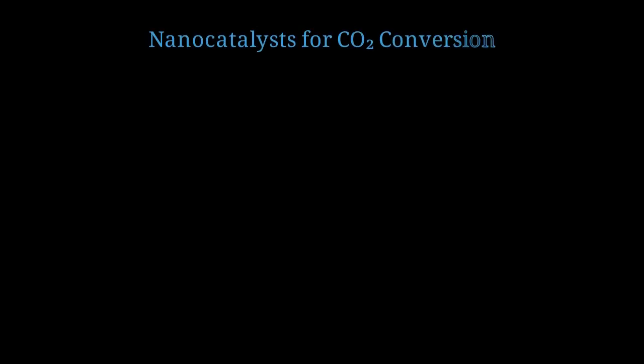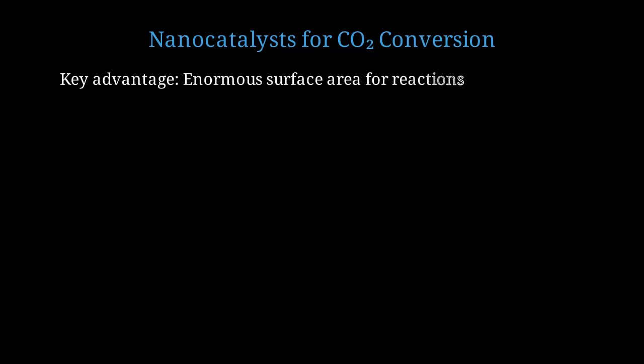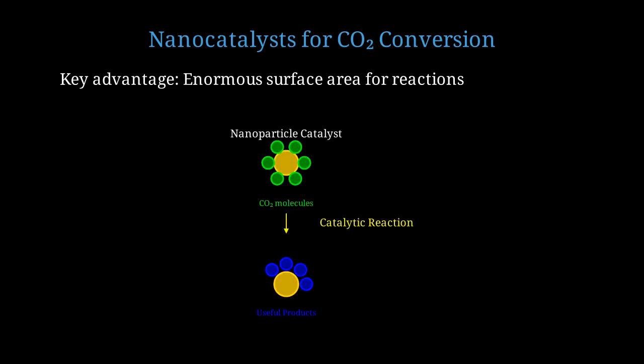Now let's explore how nanocatalysts enable carbon dioxide conversion. Catalysts are substances that accelerate chemical reactions without being consumed. Nanocatalysts are particularly effective because of their high surface area and unique electronic properties. The key advantage of nanocatalysts is their enormous surface area. A single gram of nanoparticles can have a surface area exceeding 100 square meters, equivalent to half a tennis court. Here's how it works. Carbon dioxide molecules adsorb onto the nanoparticle surface. The catalyst provides active sites where chemical bonds can be broken and reformed, facilitating conversion into useful products.